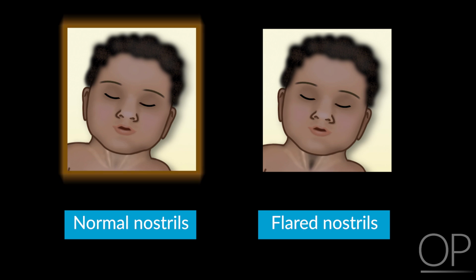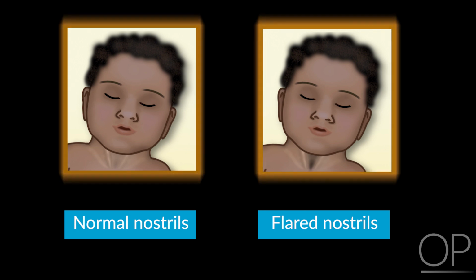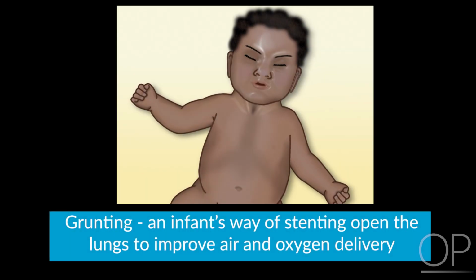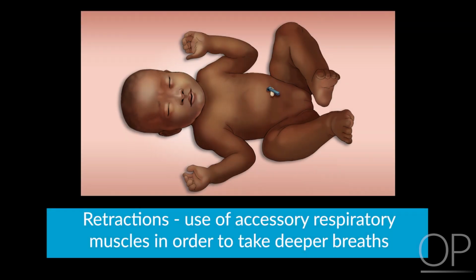These photos show normal nostrils and nostrils that are flared in an effort to breathe in a larger volume of air. This video demonstrates grunting. Grunting is an infant's way of stenting open the lungs to improve air and oxygen delivery. This video illustrates retractions, the use of accessory respiratory muscles in order to take deeper breaths.